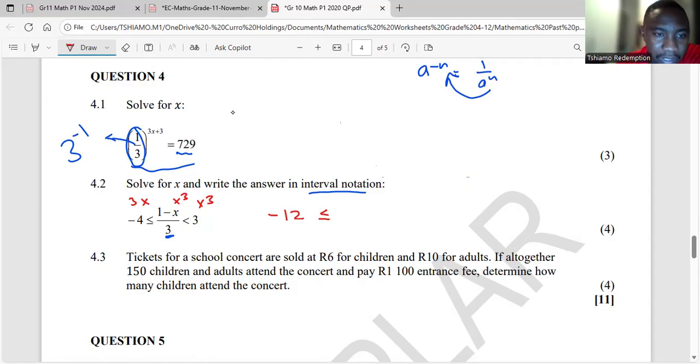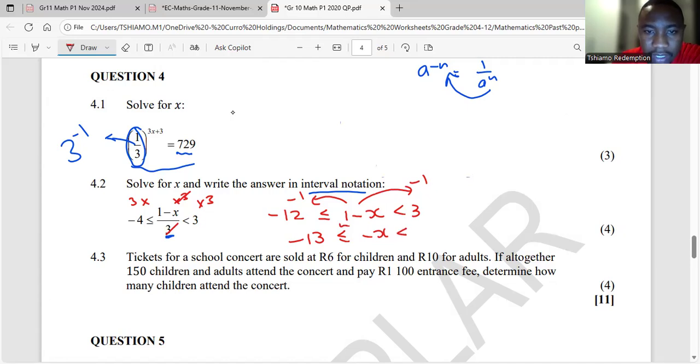Then that numerator cancels with the denominator. I'm left with minus that. And the 3 multiplied by 3 becomes what? 3. And now what are we going to do? Transpose the 1 to both sides. So the 1 is positive, it's going to be negative, negative. So that I have negative 13 there.